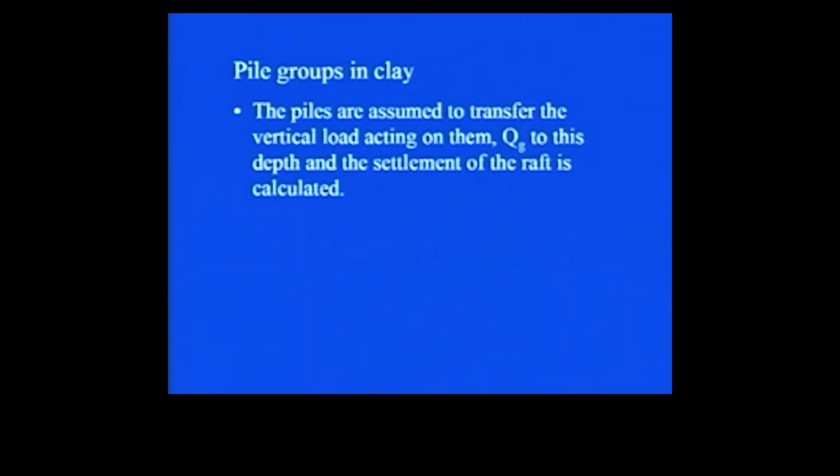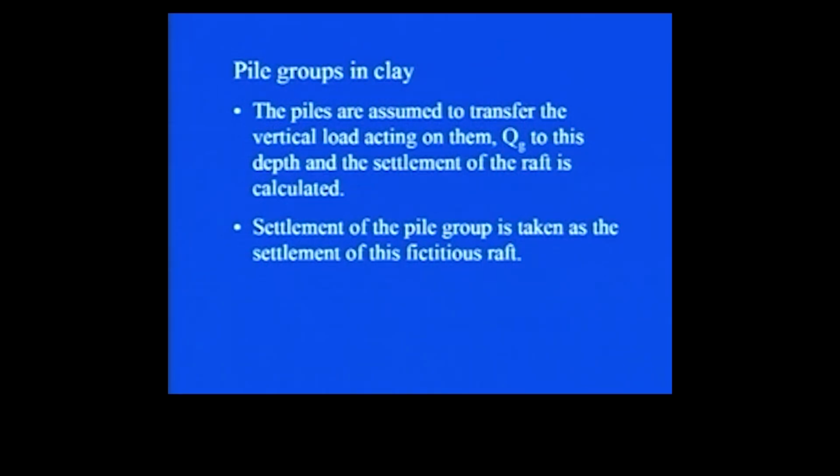The piles are assumed to transfer the vertical load acting on them, that is Qg, to this particular depth, and the settlement of the raft is calculated. In shallow foundations, you have already seen how you can find out the settlement of the raft.